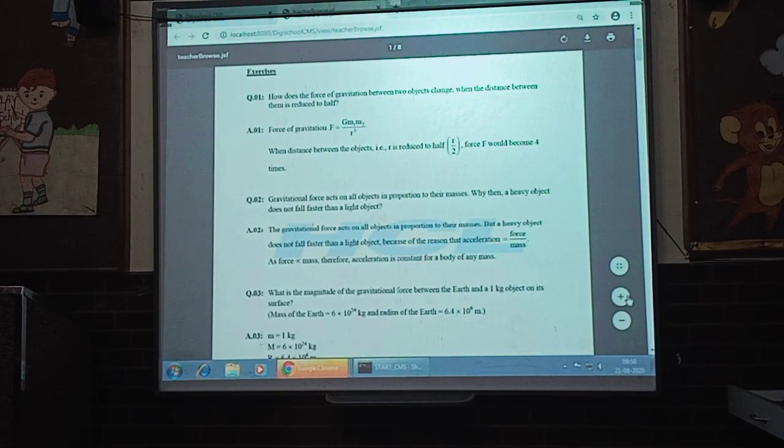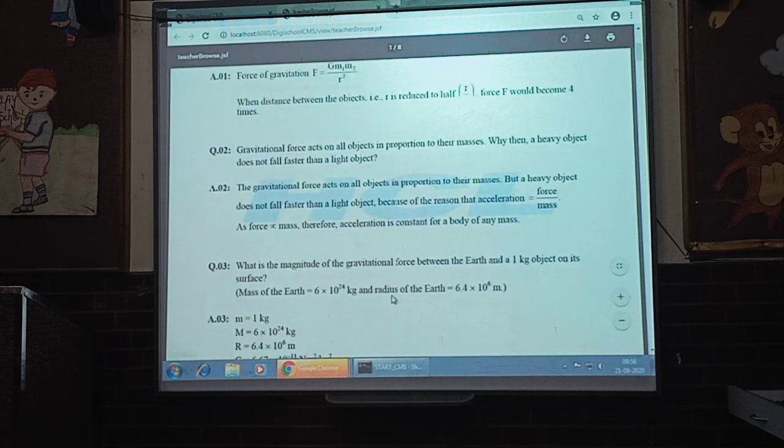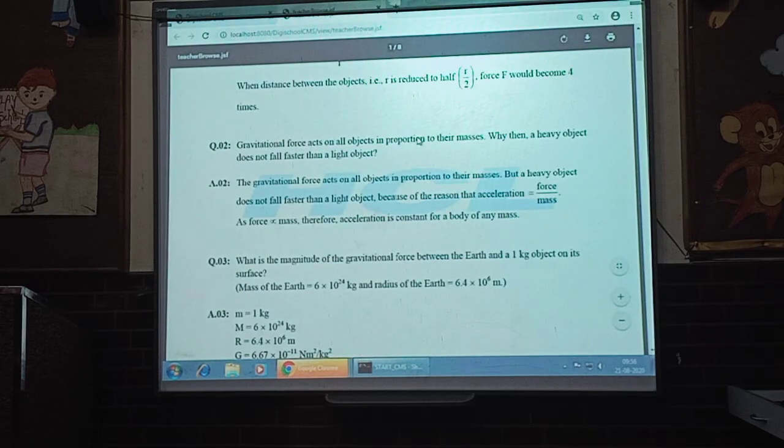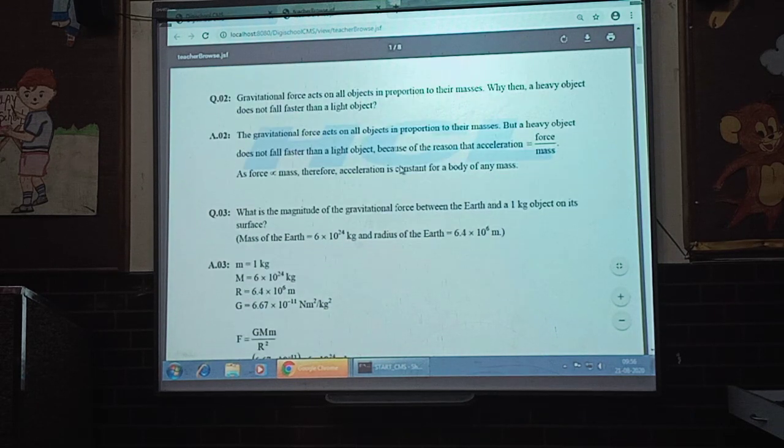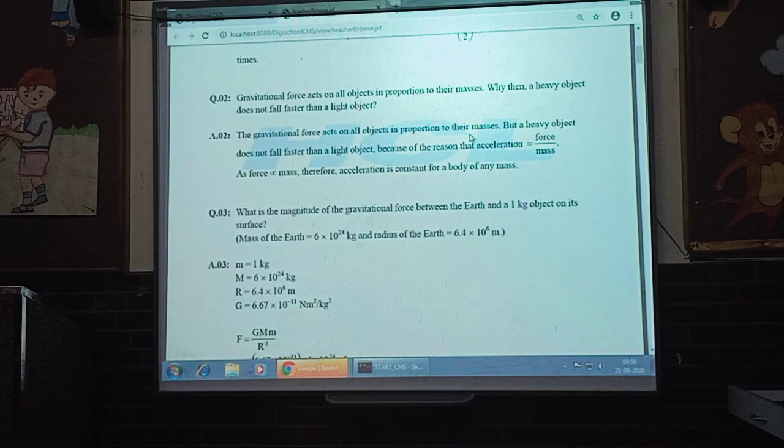After that: gravitational force acts on all objects in proportion to their masses. Why then does a heavy object not fall faster than a light object? Gravitational force acts on all objects in proportion to their masses, but a heavy object does not fall faster than a light object because acceleration is force upon mass. Force is directly proportional to mass, therefore acceleration is constant for a body of any mass. Clear?